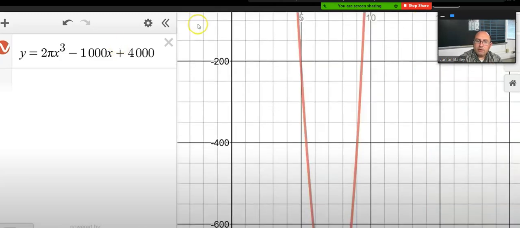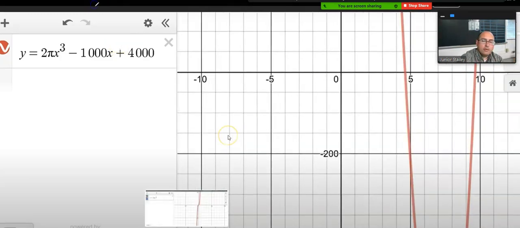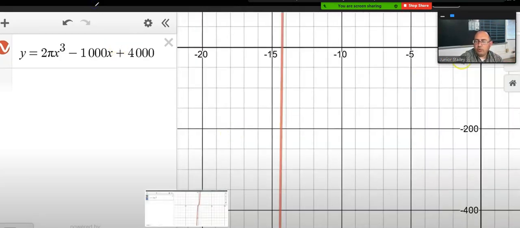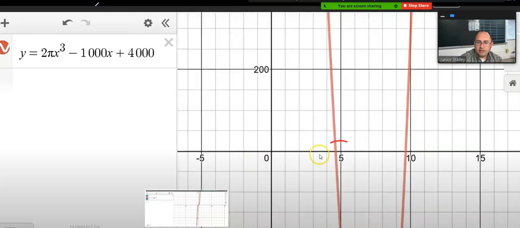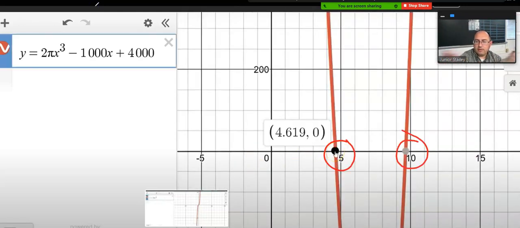If you go over to calculate zero, stop. I want to know what that is and what that is. 4.62, there we go, 4.62, and 9.66. If you round to the hundredths, that's what they are. 4.62 and 9.66.